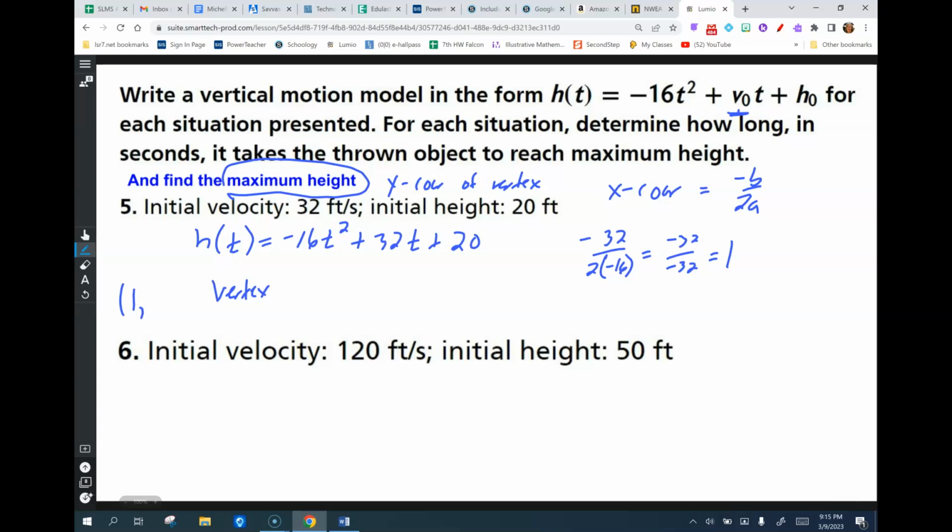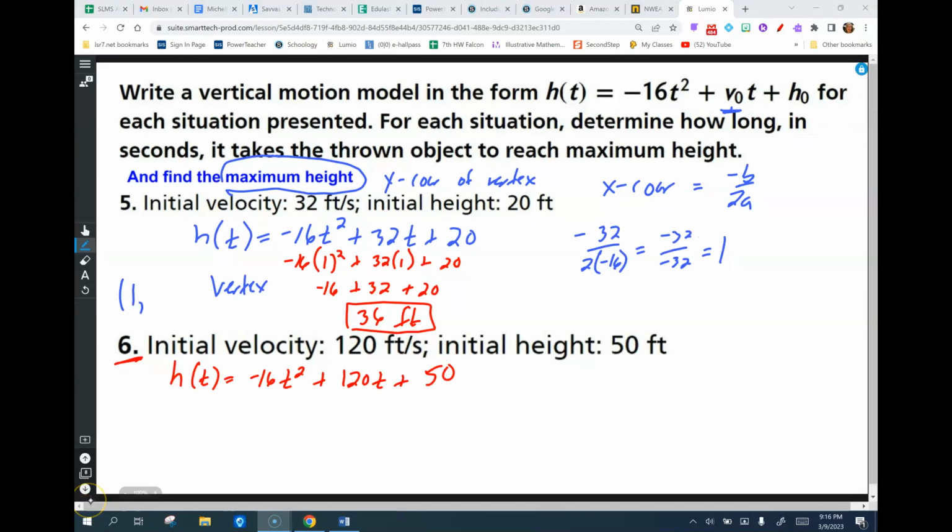So now we're going to find the height by plugging it in. So we have negative 16 times 1 squared plus 32 times 1 plus 20. So negative 16 plus 32 plus 20. That's 16. So I got 36. So 36 feet would be my maximum height. Good. Okay, I want you to try number 6. Do this one right here all on your own, and then we'll come back and compare.